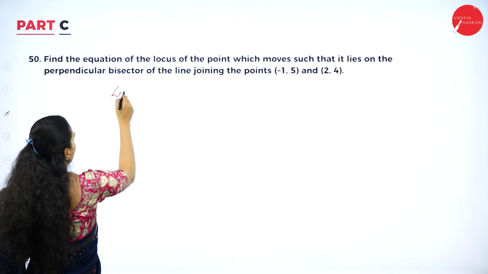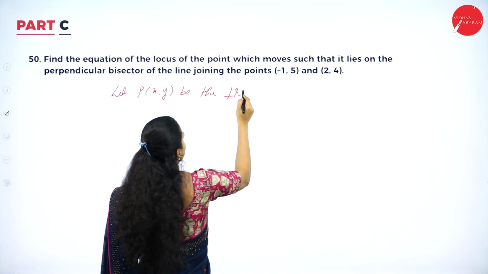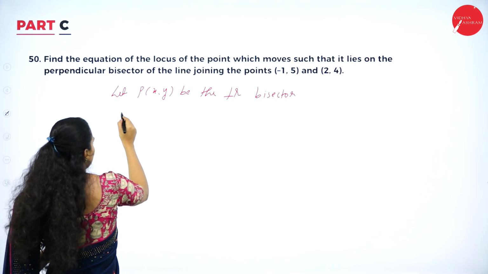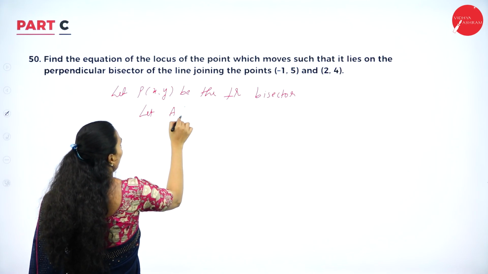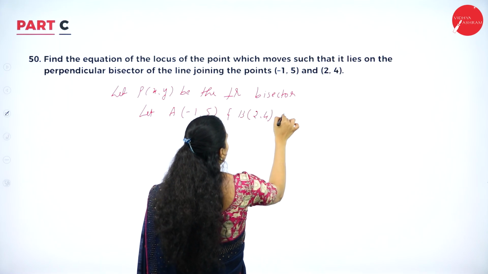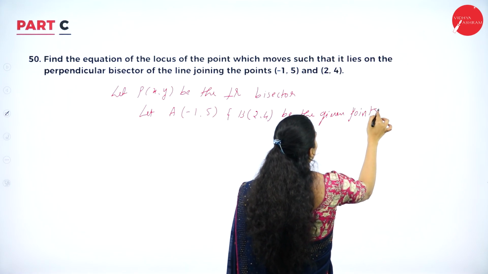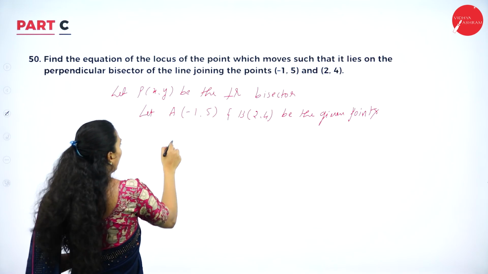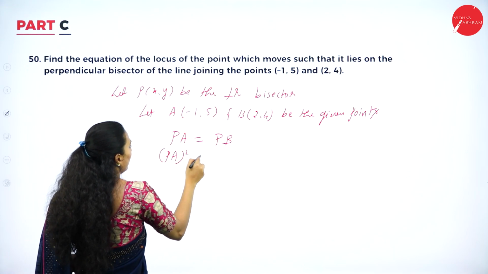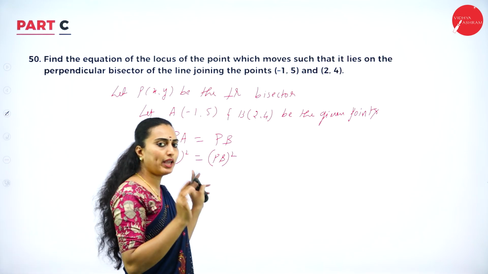So I am taking, let P of x, y be on the perpendicular bisector. Okay, perpendicular bisector. So let the given points be A of minus 1, 5 and B of 2, 4. Okay, given points. Now perpendicular bisector means PA will be equal to PB. Otherwise you can have PA squared equal to PB squared. Notice PA squared. Why have I taken PA squared here? To cancel the square root directly.